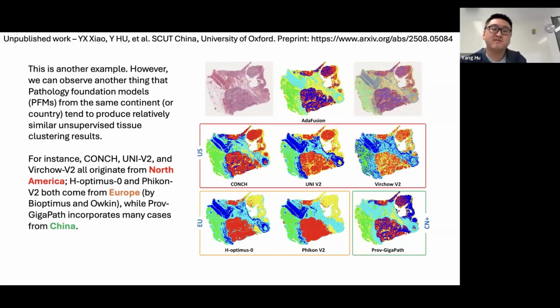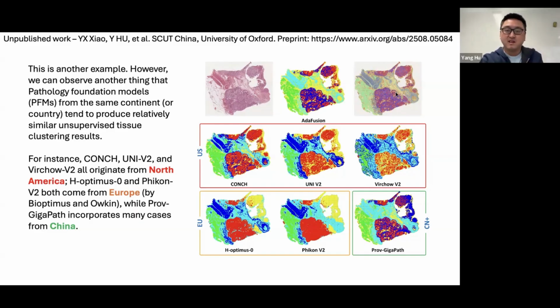We show another example here. We can observe another interesting thing: foundation models from the same region, whether from the EU or from North America, tend to produce relatively similar unsupervised tissue clustering results. Like Conch, UNI, and Roche, they all come from North America, right? And H-optimus-0 and Virchow all come from the EU. But Prov-GigaPath incorporates some cases from China.